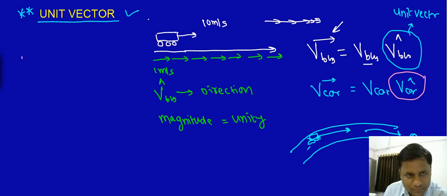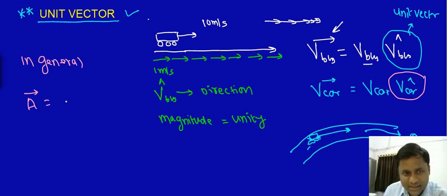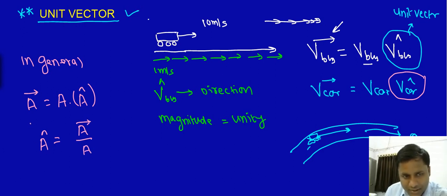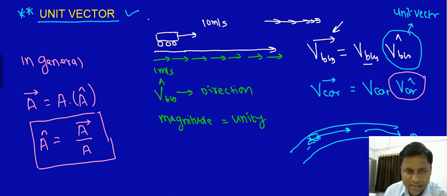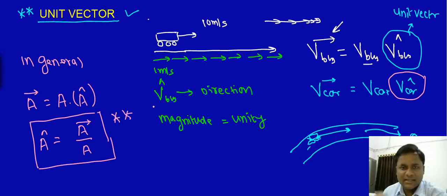In general, any vector quantity can be represented as a magnitude with a unit vector cap. The unit vector represents direction with a magnitude of 1. If I calculate the unit vector, it should be the vector A divided by the magnitude of A. So this is the concept of the unit vector. In short, the unit vector represents the direction of the vector quantity and has a magnitude equal to 1.